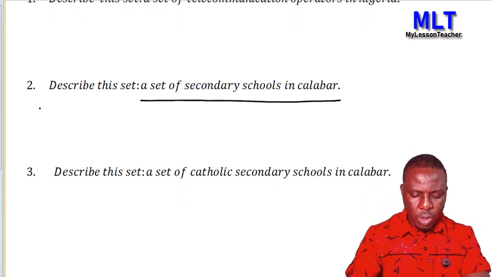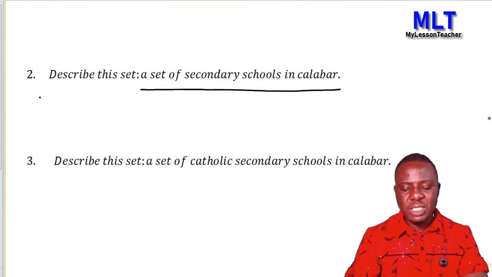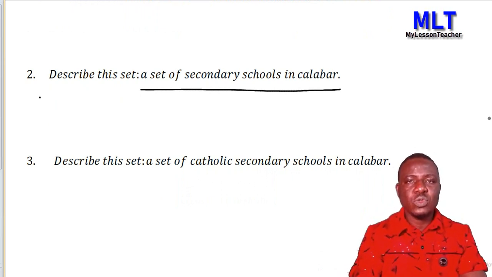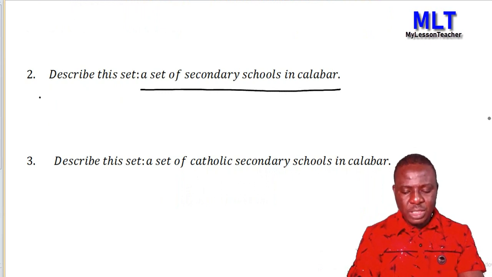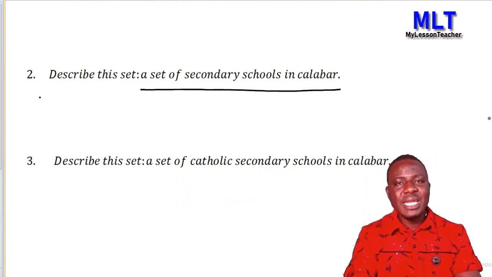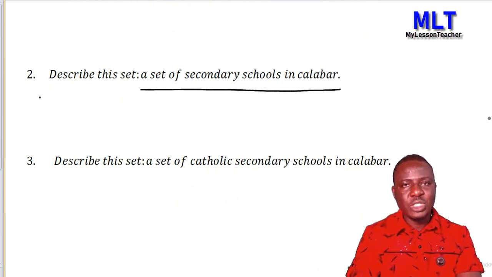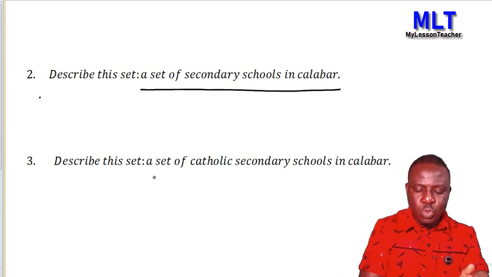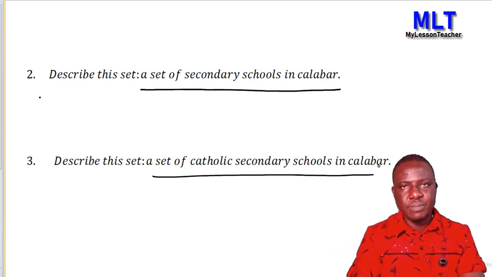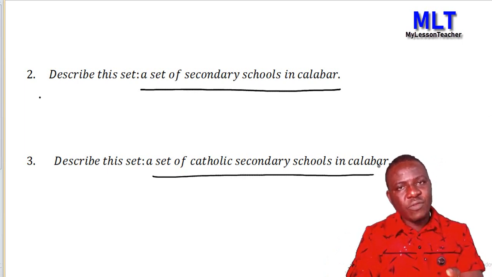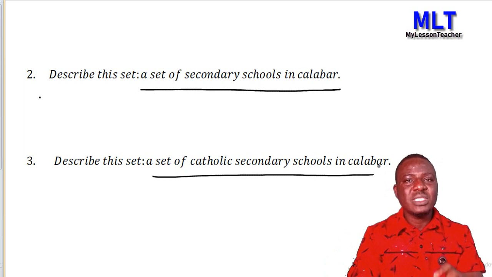Three, we are asked to describe this set: a set of Catholic secondary schools in Calabar. Now, we have so many Catholic schools, but this particular set is streamlining them to be those we have in Calabar. So I'll be mentioning schools like St. Patrick's College, Holy Child Girls Secondary School, Anchila Girls, and so many of them. Now, this is what we refer to as a set: well-defined objects or items with specific characteristics, which differentiate them from others.